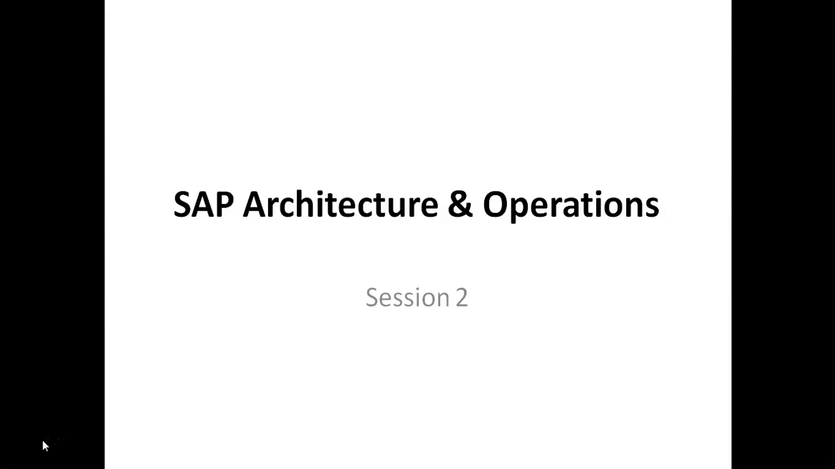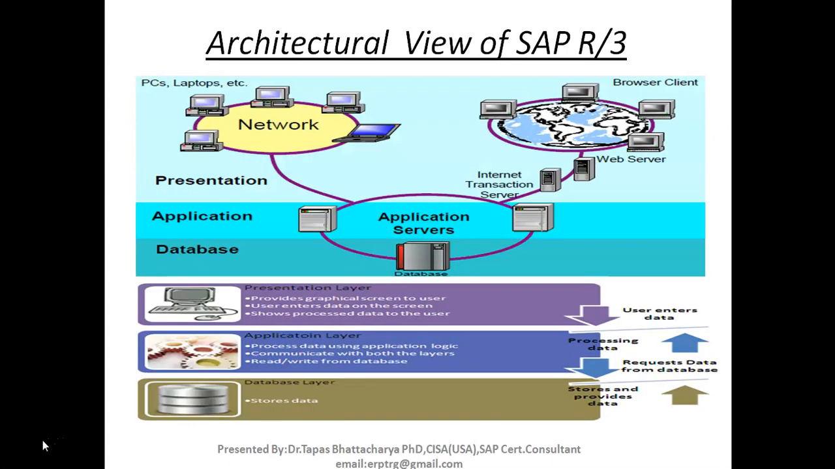Let's look at the first slide, which talks about the SAP architecture. SAP is a three-tier technology. That's why sometimes it is called SAP R3. First tier is presentation layer. Second tier is application layer. Third tier is database. The first tier, presentation, basically deals with the users.